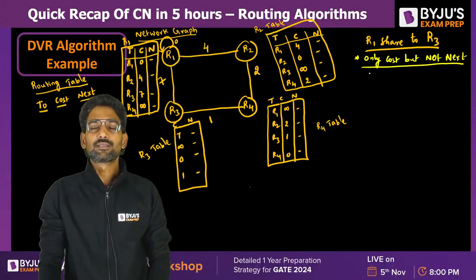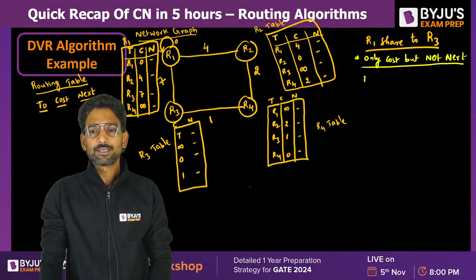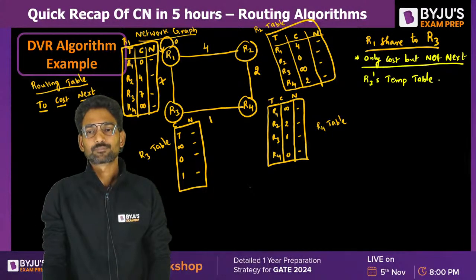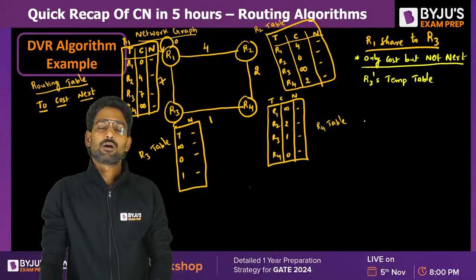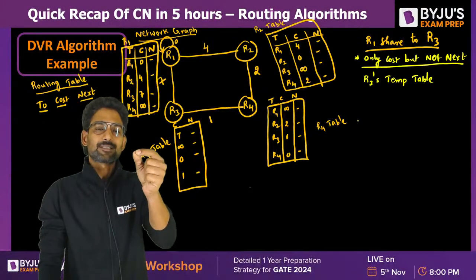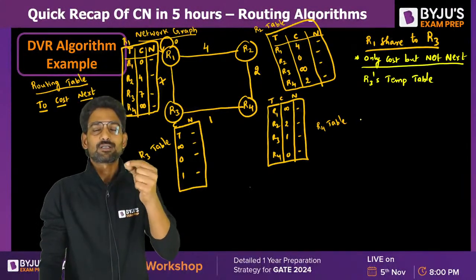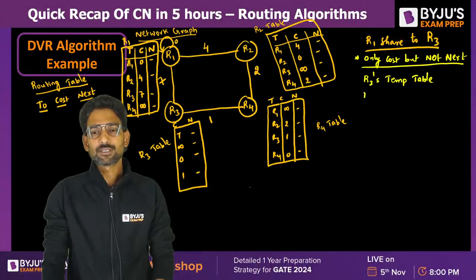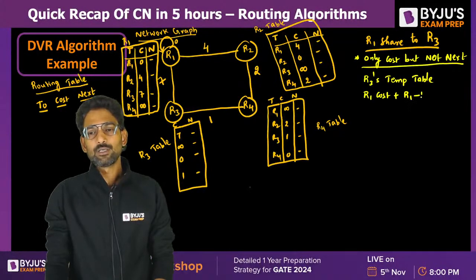Now, what R3 does is, R3 constructs one temporary table, one temp table. How does it construct? Sender cost plus sender-to-receiver cost added, which means R1 cost plus the R1 to R3 cost you add.